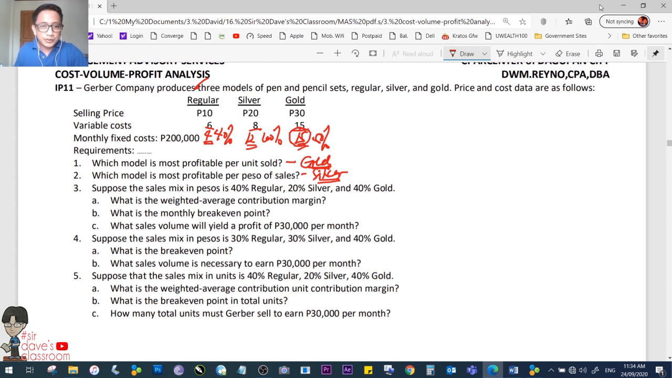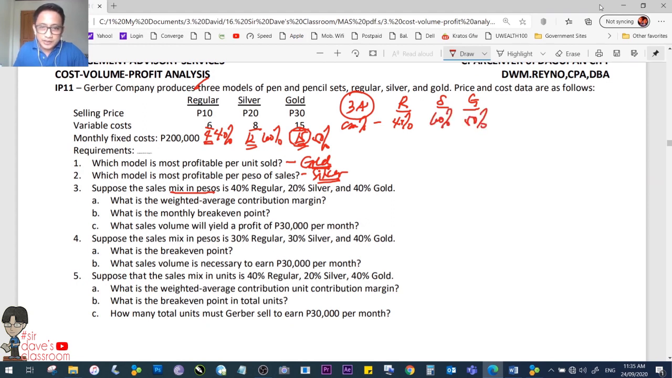Okay? Number 3, suppose the sales mix in pesos, please take note class, is 40% regular, 20% silver, and 40% gold. Number 3, letter A. Let's answer your number 3, letter A. What is the weighted average contribution margin? So, nakakompute na tayo nito kanina. Repaso lang ulit. Regular, silver, and gold. Contribution margin percentages for regular, okay, 40%. For silver, 60%, 50% for gold.